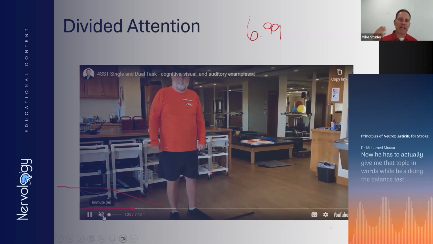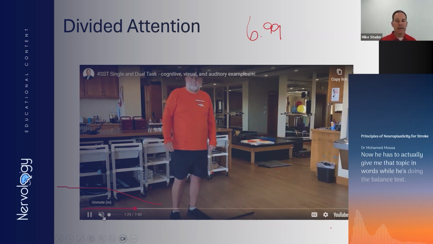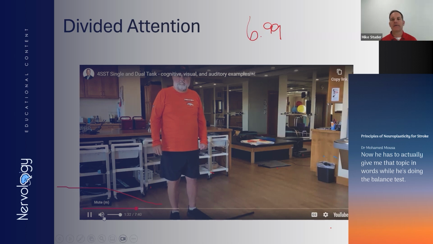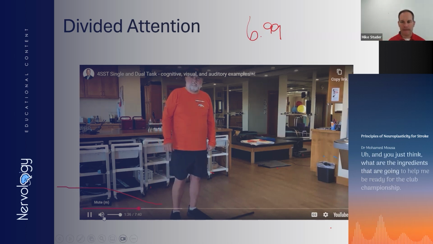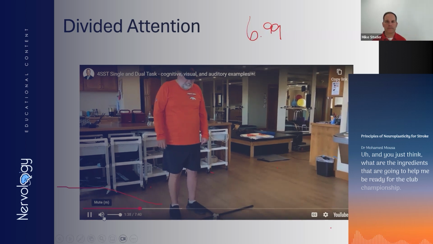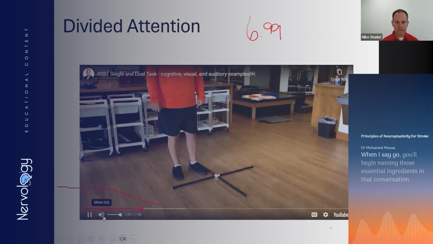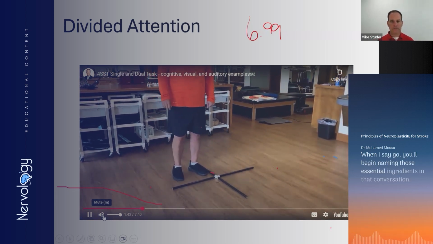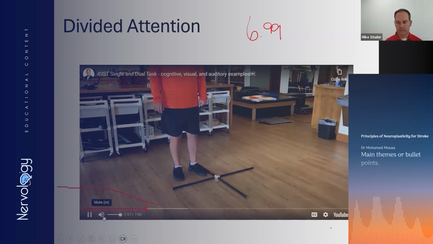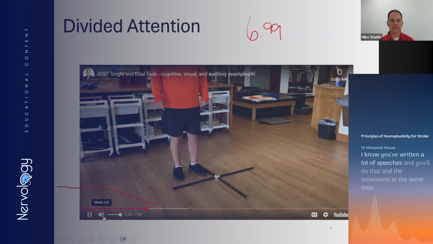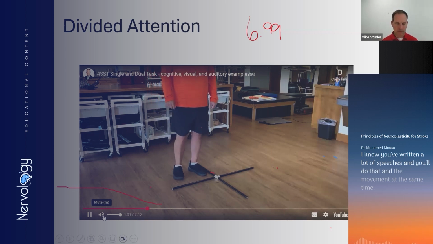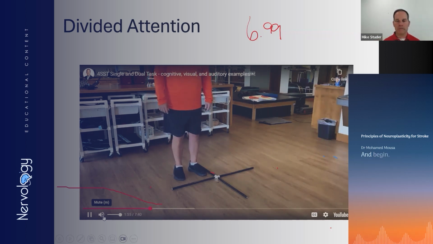Now he has to actually give me that topic in words while he's doing the balance test. Words, and you just think, what are the ingredients that are going to help me be ready for the club championship? When I say go, you'll begin naming those essential ingredients in that conversation, main themes or bullet points. I know you've written a lot of speeches, and you'll do that and the movement at the same time. Are you ready? Yeah. And begin.